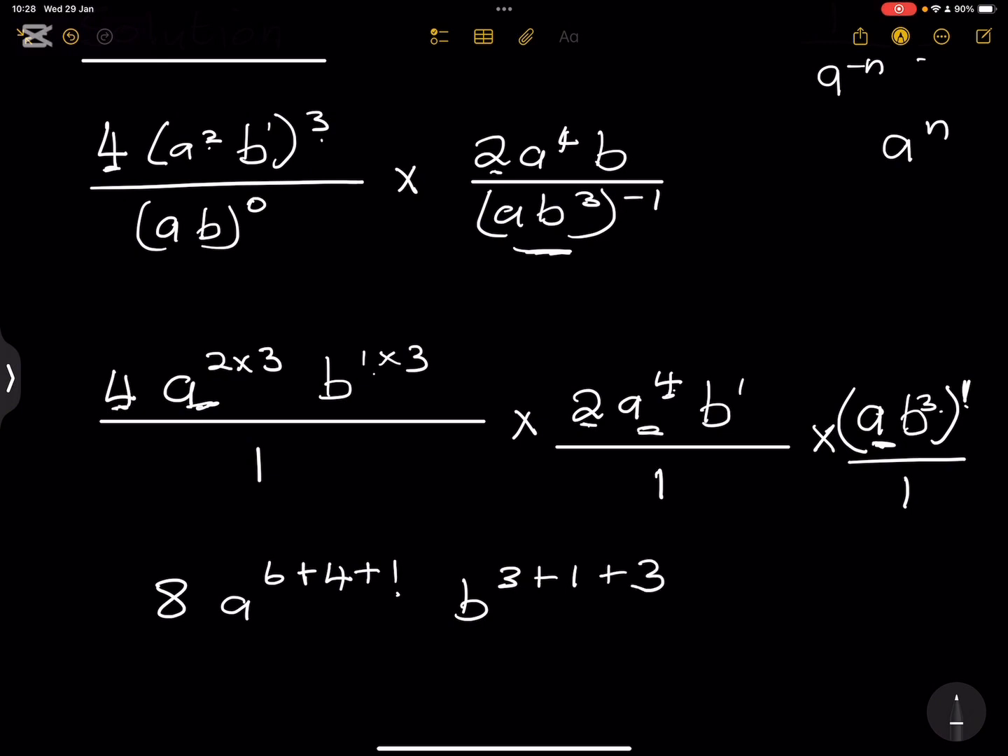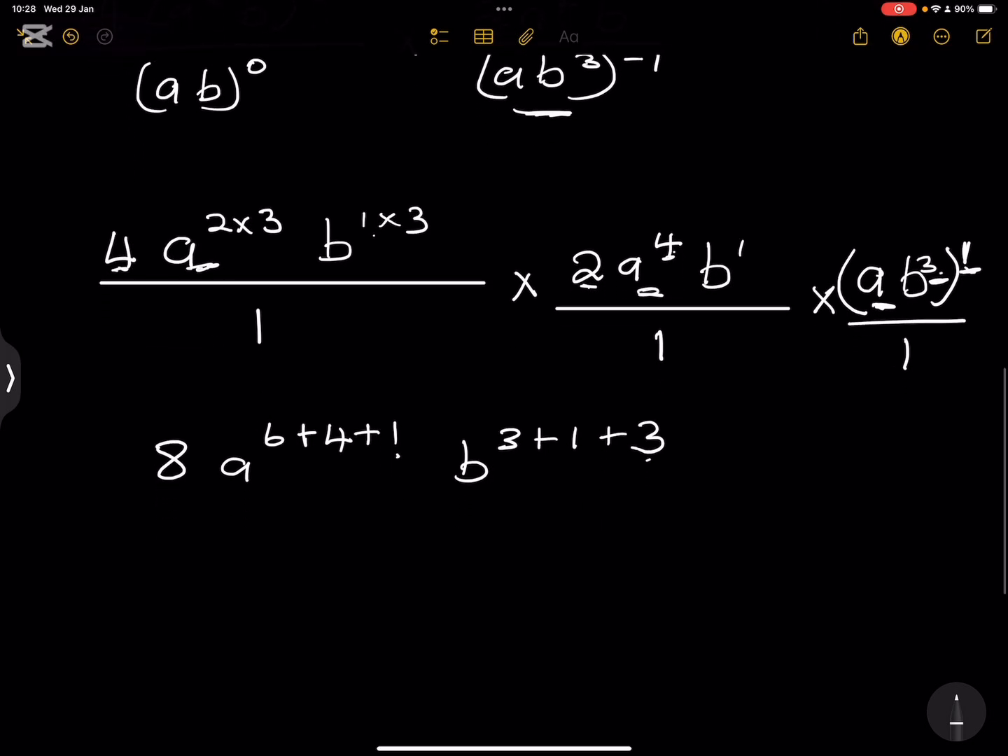So in this case, that 3 multiplied by that 1 gives us 3, and that's the 3 that I am adding there. So I've got a, now 6 plus 4 plus 1, that gives us 11, and our b, that's 3 plus 1 plus 3. That should give us 7. That should be our final answer, ladies and gents. Of course, you can look at it in terms of what you got.